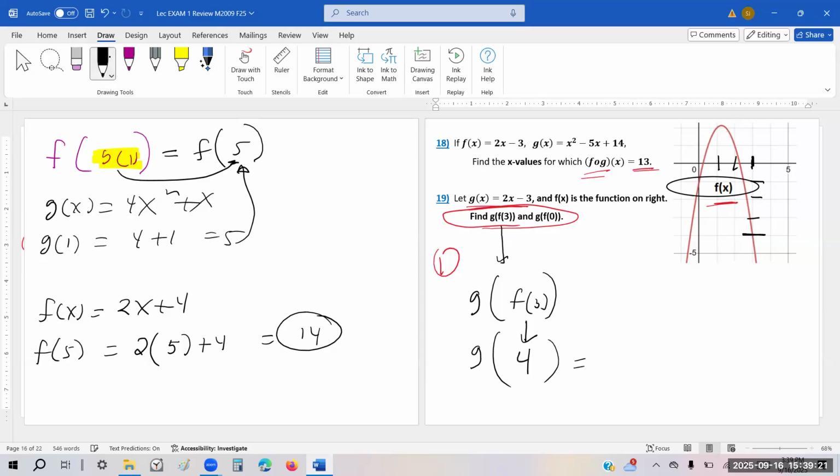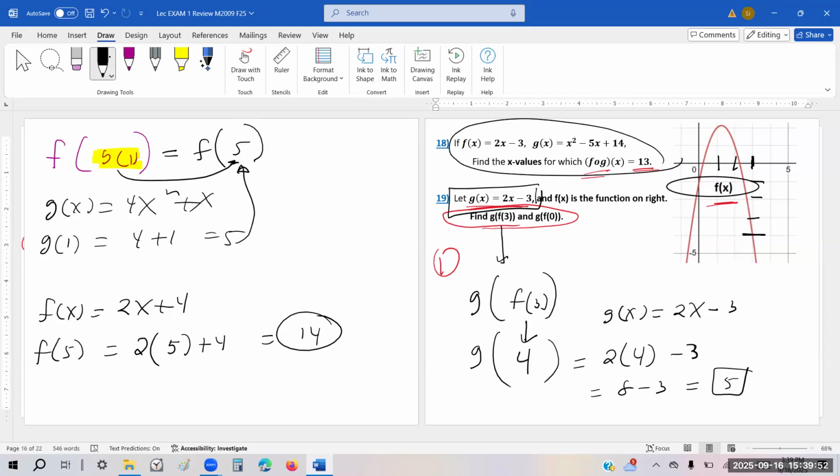For g, we have a function to work with. G of x is 2x minus 3. Then what is g of 4? 2 times 4 minus 3, which is 8 minus 3, 5, not 7. Right? 2 times 4 is 8, 8 minus 3 is 5. And if they tell it the other way around, it's the same thing.